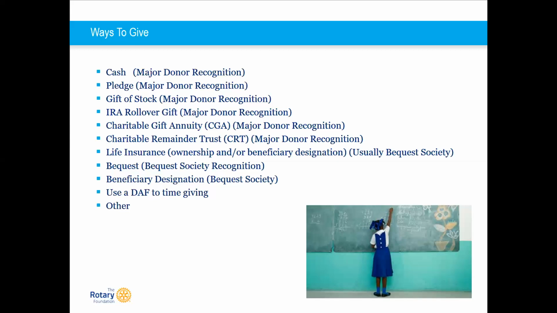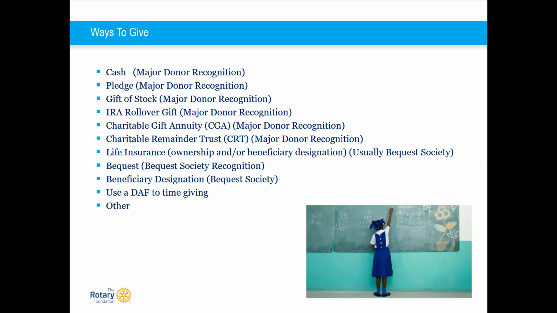That's kind of the overall theme of how life income agreements work. The simplest of them is the charitable gift annuity. A charitable gift annuity is a simple contract between the donor and Rotary, whereby the donor becomes an annuitant of the Rotary Foundation, meaning that the Rotary Foundation has a legal obligation to pay the donor the terms of that contract every year. The charitable gift annuity can be done by any donor who is over age 50, and the minimum amount is $10,000.